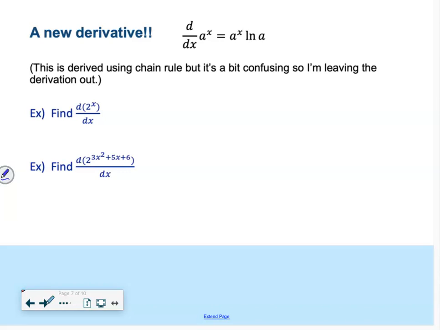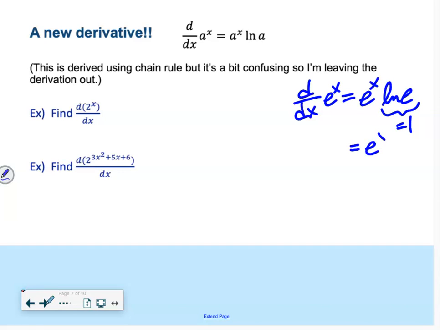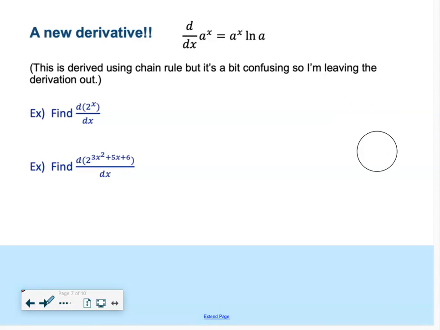I want to point out that if we were to do the derivative of e to the x as e to the x ln e, well, what is ln e? ln e equals 1. Natural log of e is 1, so the derivative of e to the x is just e to the x. But for this formula, we're doing bases that might be something else, like 2 or 5 or other numbers, not just e.